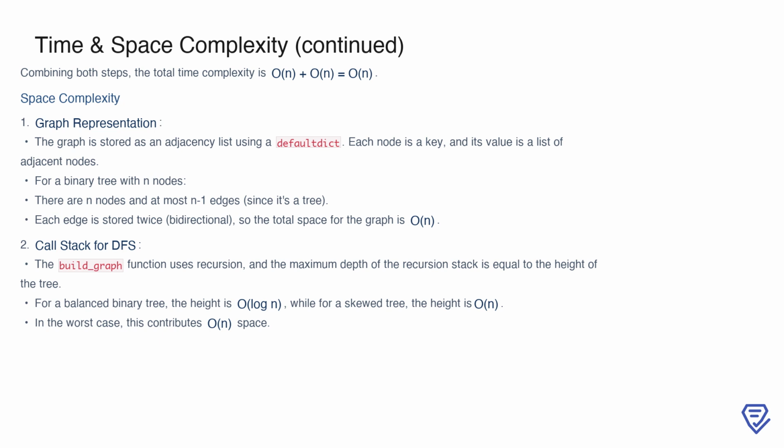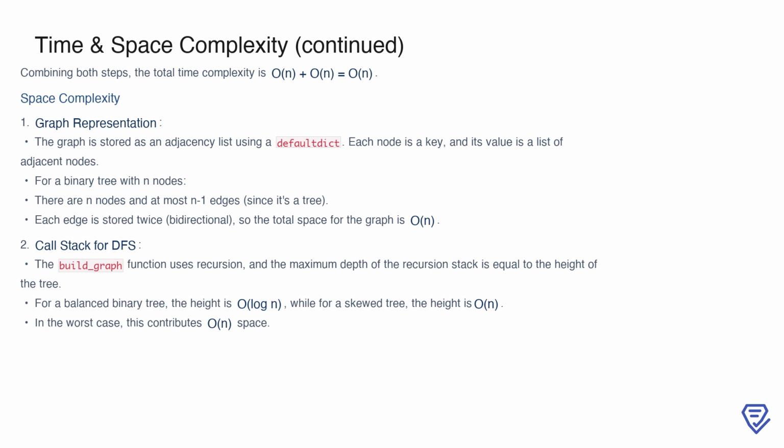For space complexity, the graph is stored as an adjacency list using a default dict, where each node points to its list of adjacent nodes. In a binary tree with n nodes, there are n nodes and at most n-1 edges, with each edge stored twice due to bidirectional mapping. This means the graph representation requires O(n) space.